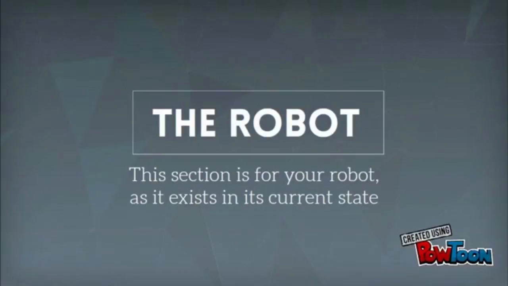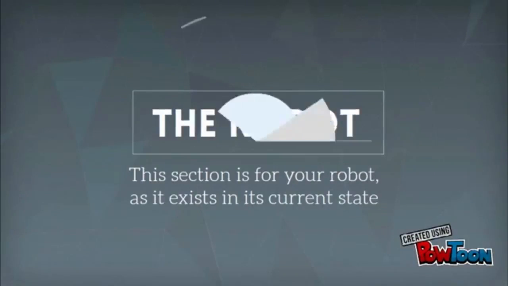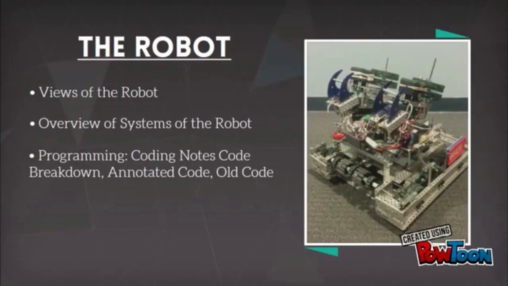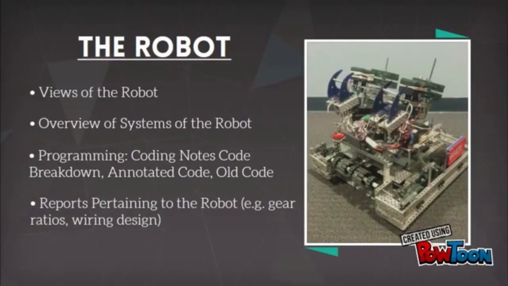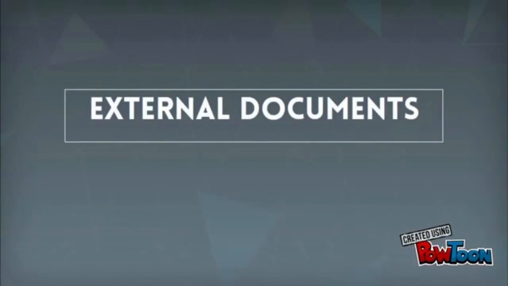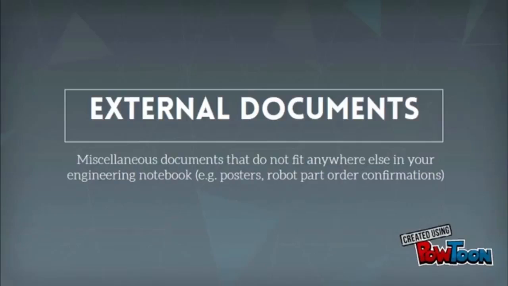The robot section should be about your robot as it exists in its current state. Views of your robot, an overview of the systems of your robot, programming information, and reports pertaining to your current robot. The external document section is for miscellaneous documents that do not fit anywhere else in your engineering notebook.